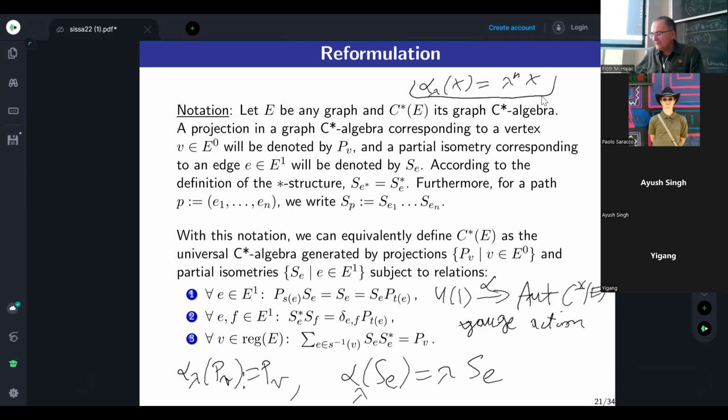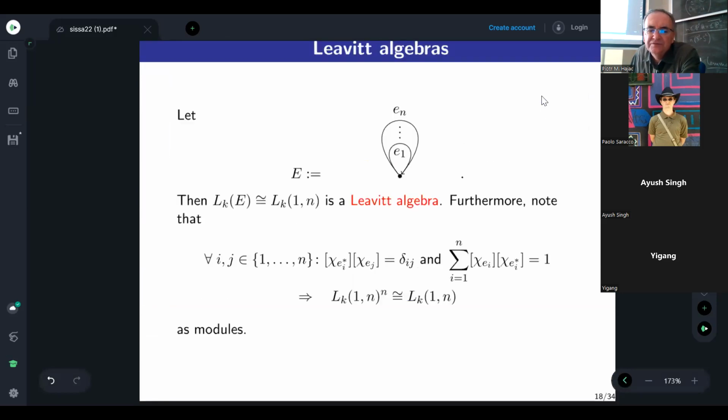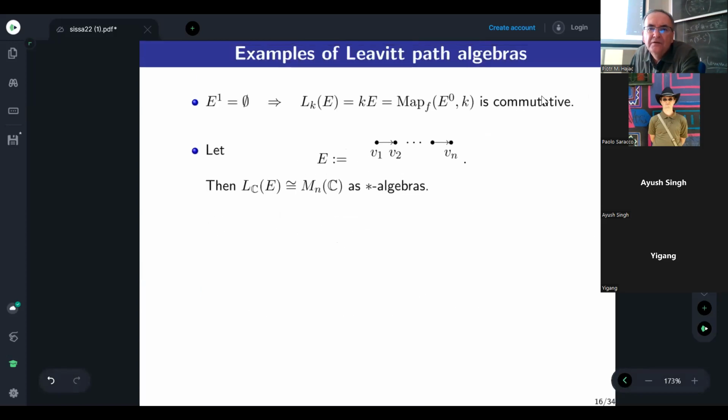Okay, so yes, you have a Z grading, and if you want to go back to path algebras, you can view it like this. Let me actually go back. That's the advantage of having slides. So it means it counts on some U1 action. No, there's no. You exaggerate.